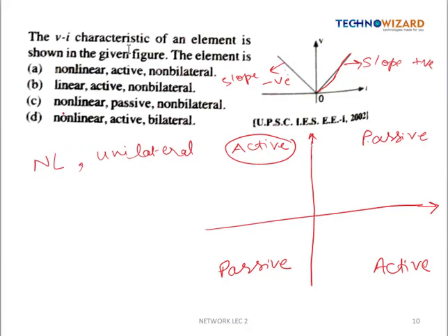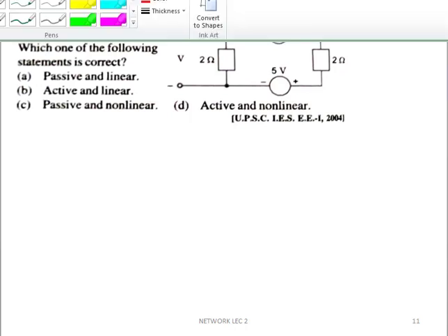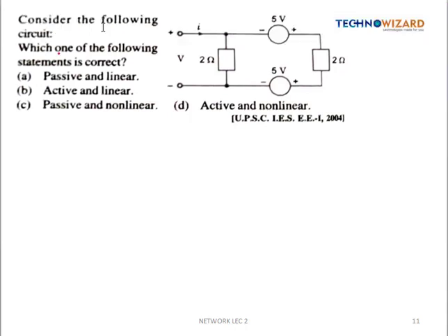So for this question it is non-linear, active and non-bilateral, it means it is unilateral, right? So for this question option A is correct. Okay, next question is, consider the following circuit, which one of the following statements is correct?